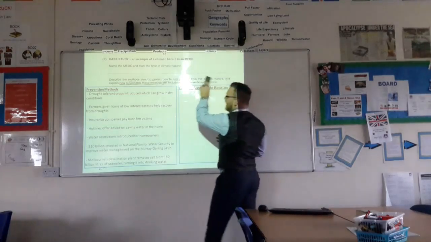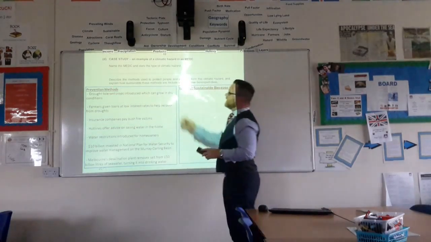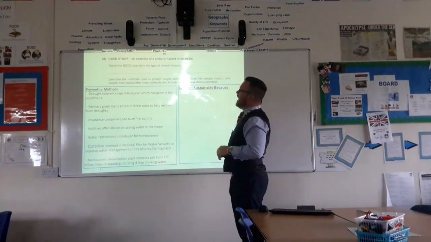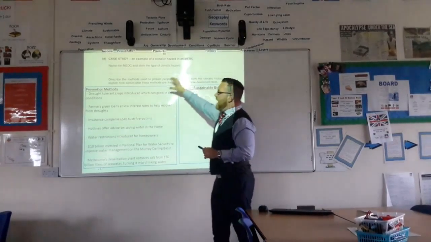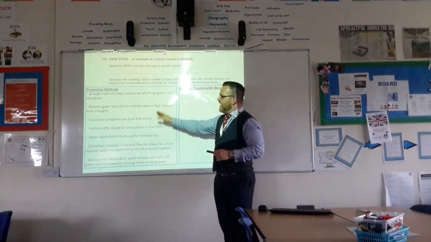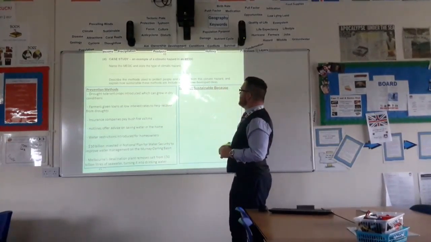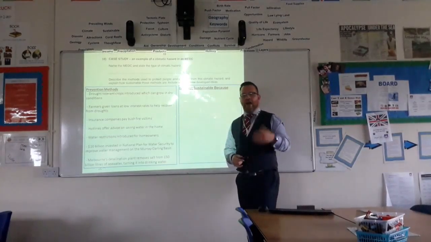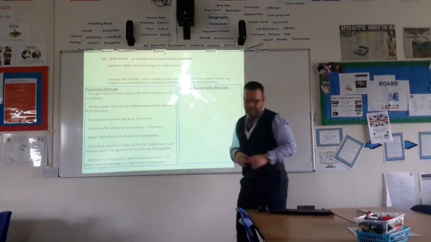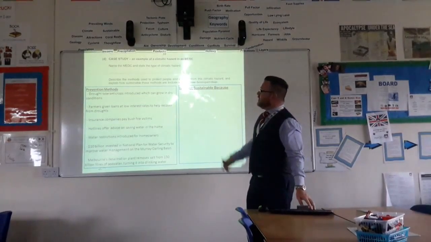That's going to work really well. The Australia Big Dry, so it was named the MEDC and state the type of climatic hazard. Okay, so up there, our MEDC is Australia, our type of climatic hazard is drought. Then we talk about the methods used to protect people and property. Then we talk about how sustainable they are. Or rather, each time we mention a method, say how sustainable it is. Okay? So that's another quick example.